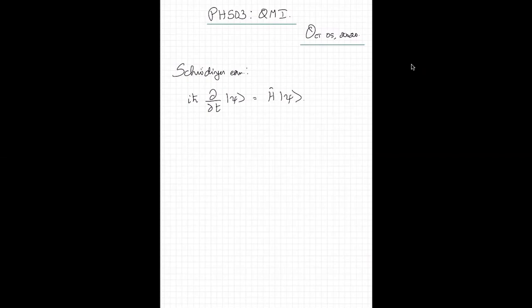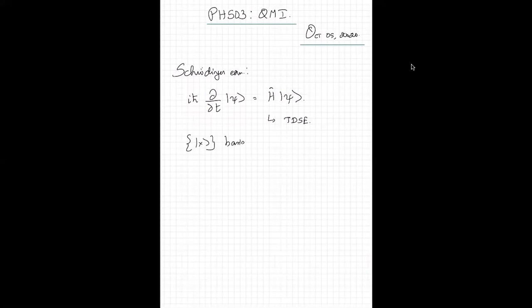Okay. So notice that I'm writing a partial derivative because a state vector is a function of both x and time. So sometimes this is called the time dependent Schrodinger equation, TDSE, because there is an explicit dependence on time. Now I will write this equation in the position space, in the x basis.